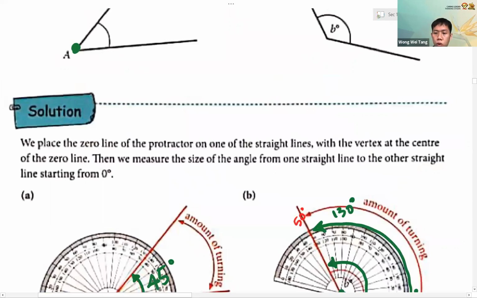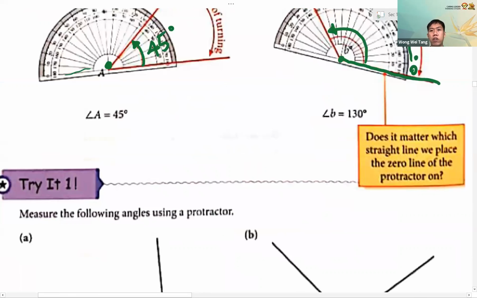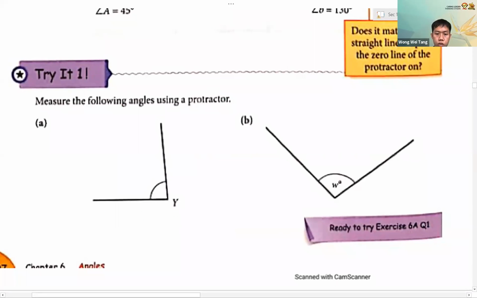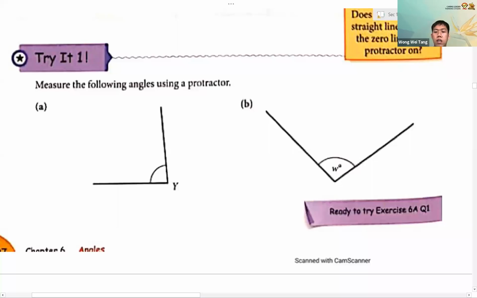So we'll be trying more examples. If you have a protractor, you can start measuring this now. Our part A, try it 1A. Alternatively, you go to your workbook. Take out your workbook, exercise 6A, the very first question, 1A. Based on the diagram, our angle is either 45 degrees or 135 degrees. So how are we going to decide?